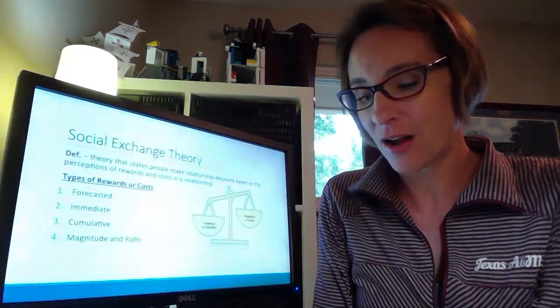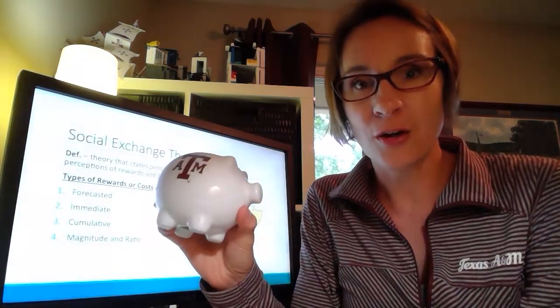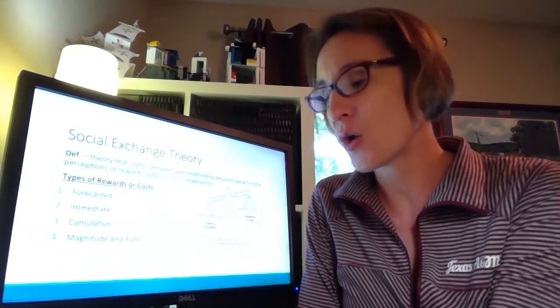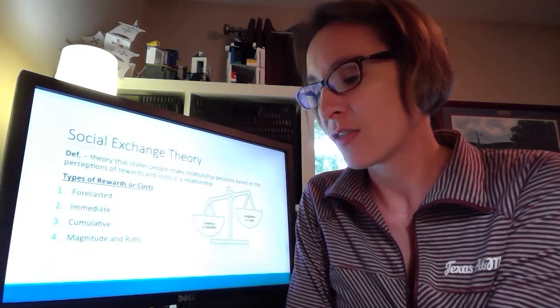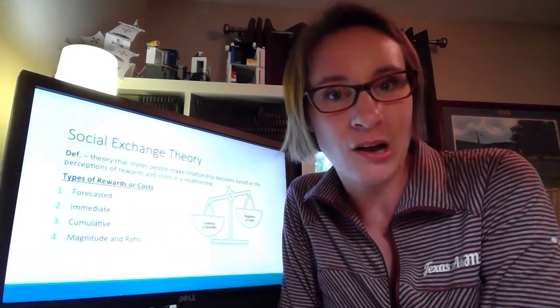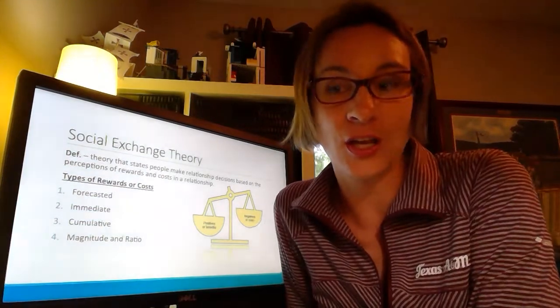And so logically, even if we've got 100 pennies in our piggy bank, if we are being asked to have quarter costs, those costs are going to drain that piggy bank really quick. And so magnitude and ratio says that it's not just cumulative, but it's the types of rewards and costs that create escalation or de-escalation in a relationship.